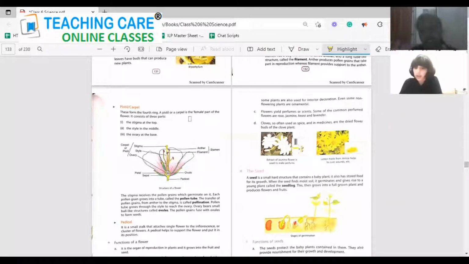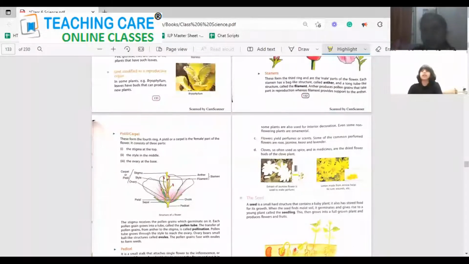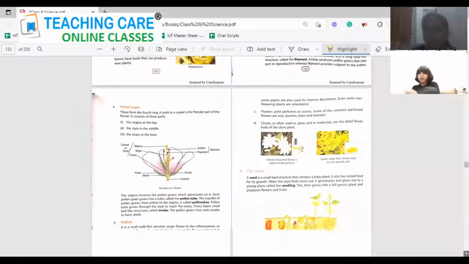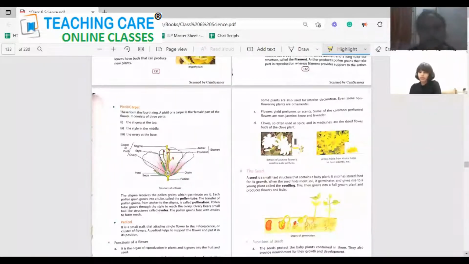First is the stamen, next is the petal, then the... What is the third one? Third ring, stamens, then the carpels or pistil. Okay, female part.